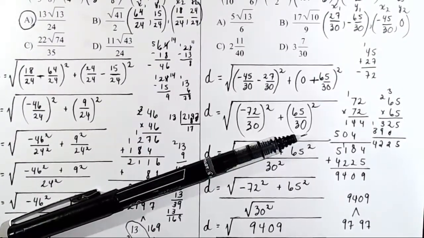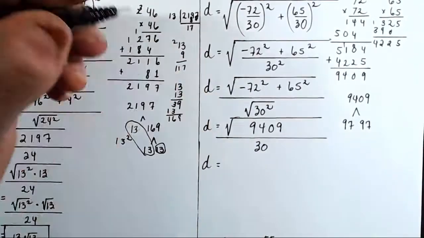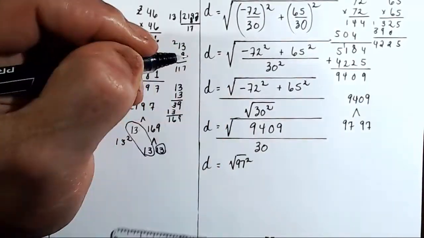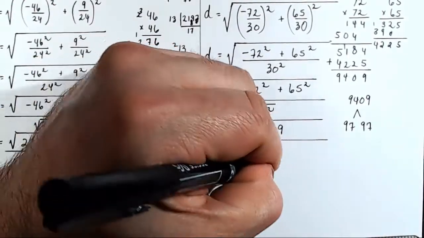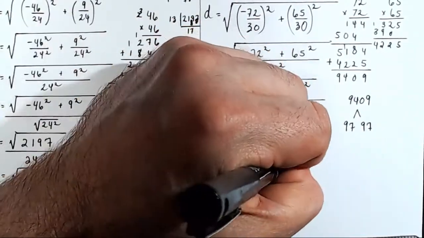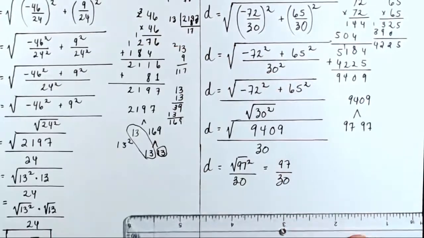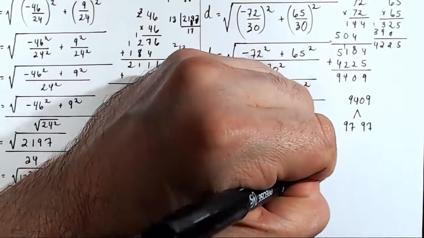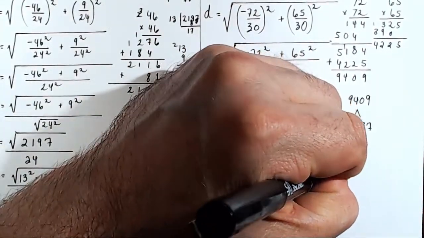So what does that mean? That means that this goes to D equals the square root of 97 squared over 30, and that equals 97 over 30. Okay, and so we got to express it as a mixed fraction. 30 goes into 97 3 times with 7/30ths as a remainder.